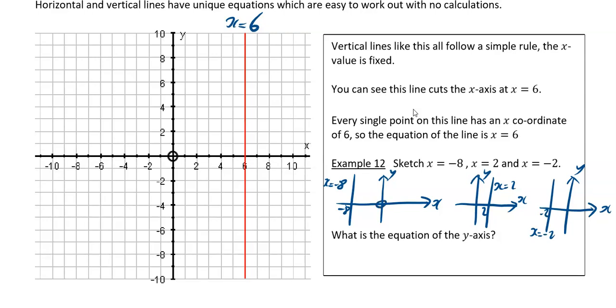I would just mark on my x-axis, my y-axis with the wee arrows, and also mark on the origin so you can see where something is relative to it. And you can see my line x equals minus 8 is left of my y-axis. My line x equals 2 is right of my y-axis, and again my line x equals minus 2 is left of my y-axis.